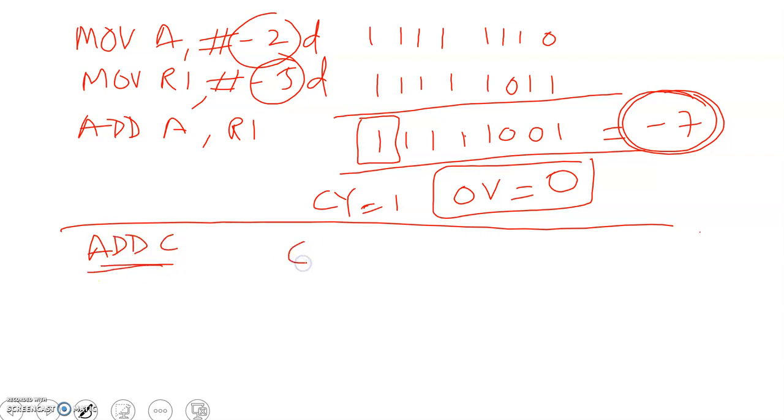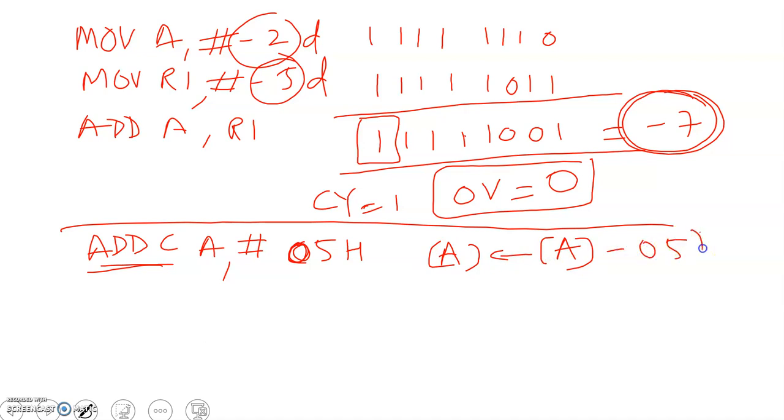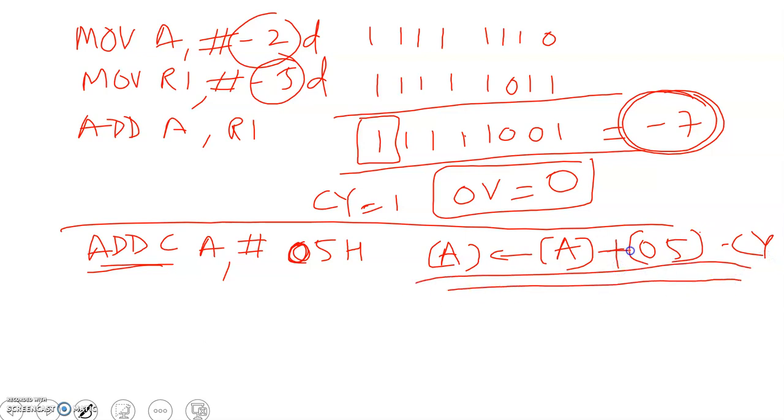So let me write down one code. Before that, what ADDC will actually do. If I am writing the syntax ADDC A, #05H, it will be storing the result in A. So whatever was there in A, add 05 and plus the carry flag. So this is what is done.